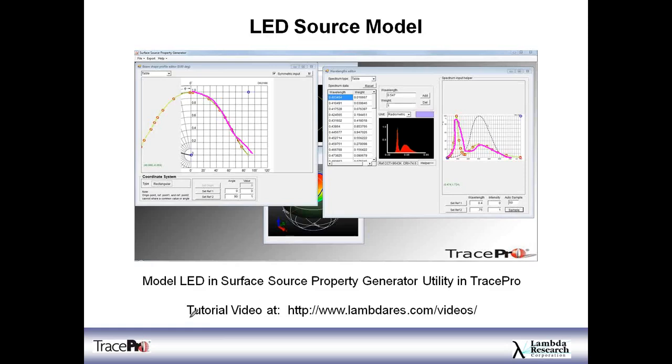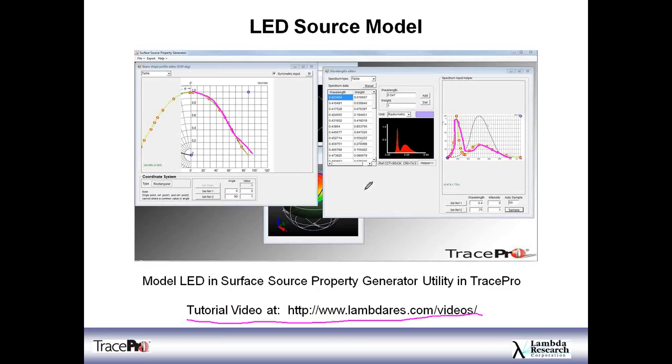We do have a couple tutorial videos available on our website that talk specifically about using this surface source property generator utility. The first one is an introductory tutorial that deals with just making a symmetrical LED, which in this case this is. The second one gets a little more advanced, and it deals with an asymmetric LED, where there are different polar distributions as you rotate around the LED. So say if the LED had a cylinder lens on it.